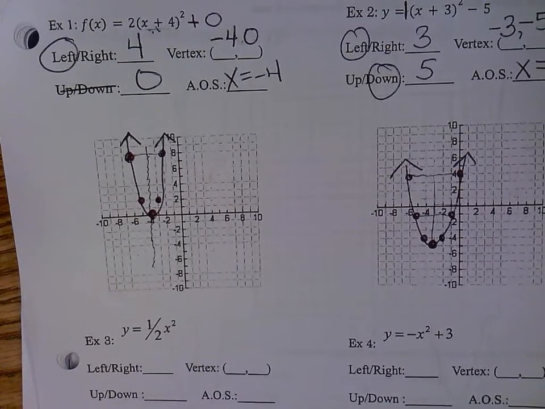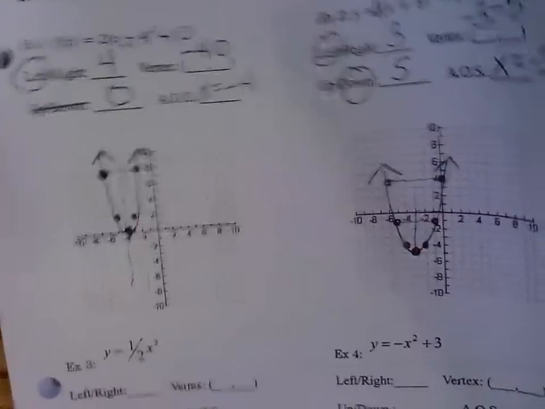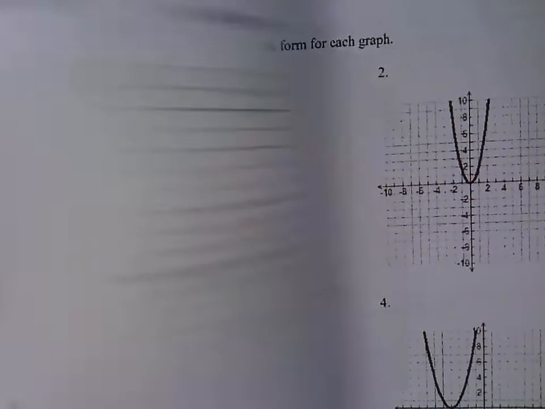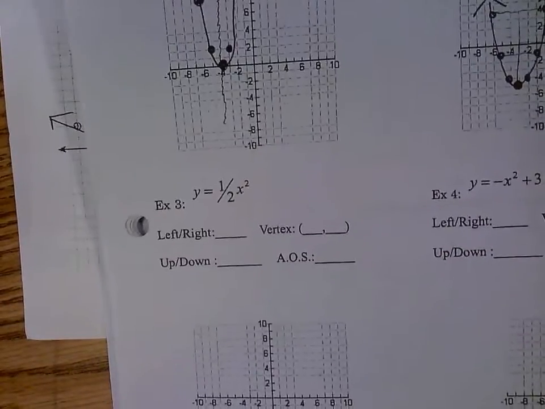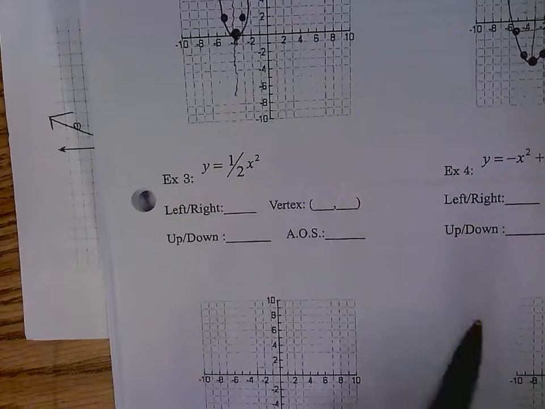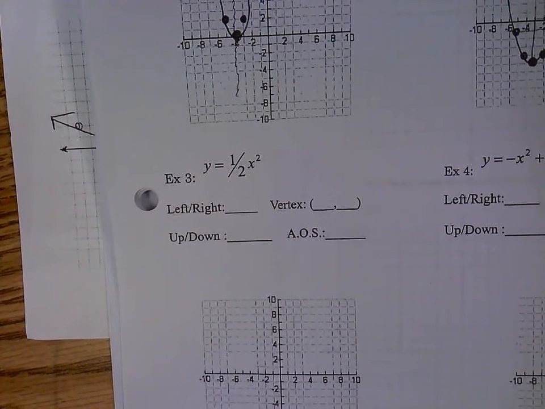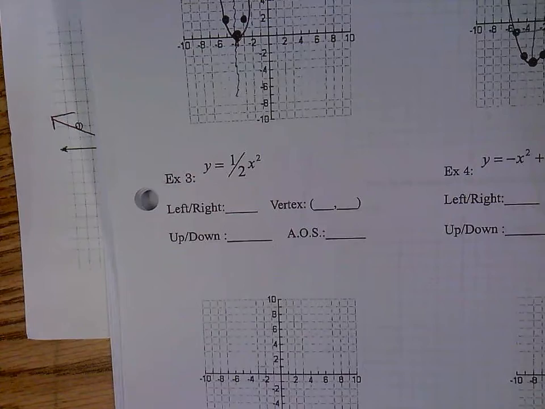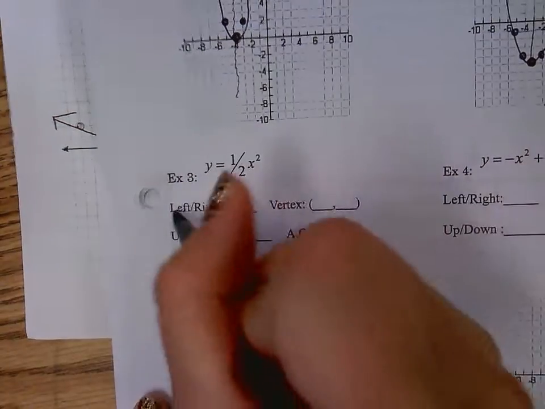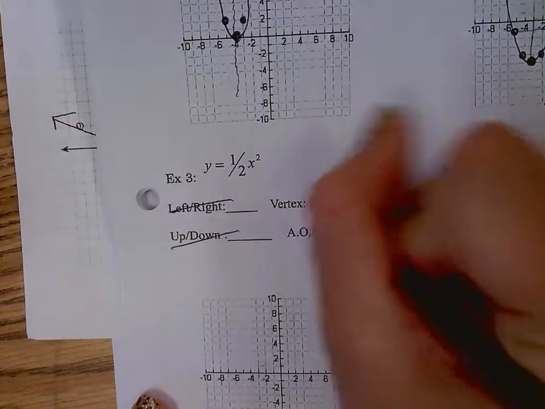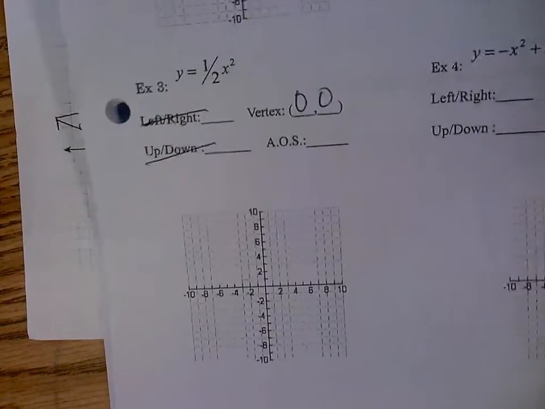All right. Let's look at these other two, and then I want you to try a couple on your own. So let's see. Number 3. What's the only thing that's different about number 3? Half. So it's going to be half as steep. Where does the vertex go? Still at 0, 0. I haven't moved it left or right or up or down, right? So I'm not going to move left, right, or up, down. I'm going to keep my vertex right at 0, 0.